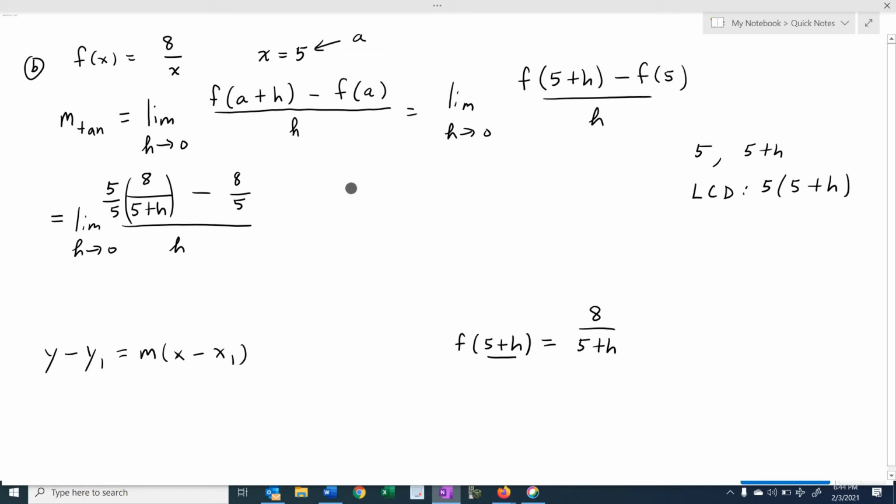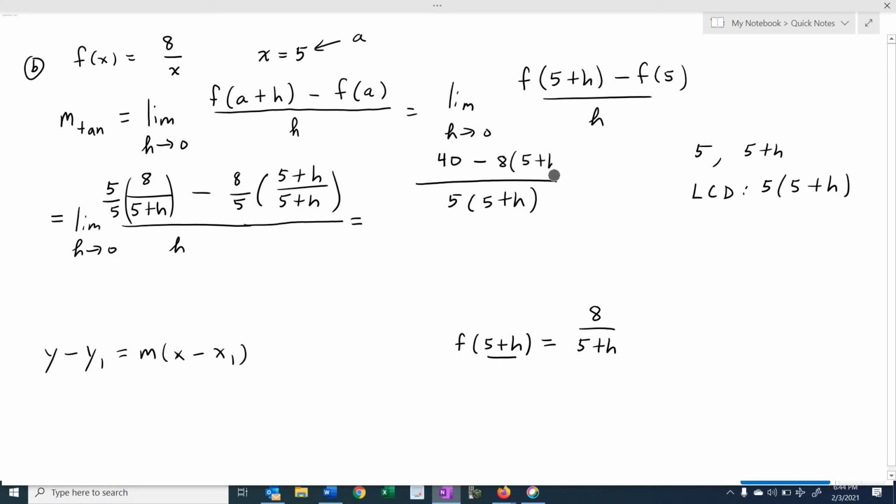So over here, we're missing the 5 plus h, and so I'm going to force that in, again, by multiplying by 5 plus h over 5 plus h, which again is equal to 1. Okay, so now we have a common denominator here of 5 times 5 plus h. And then notice on the top here, we're left with 40 minus 8 times 5 plus h. Then this is all divided by h, and we still have to find the limit of it as h goes to 0.